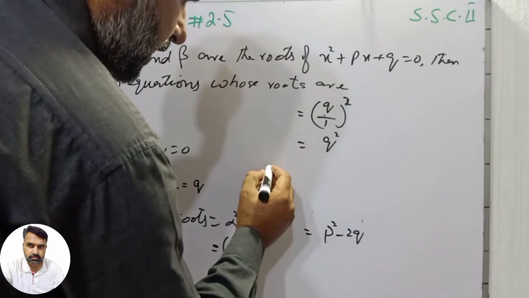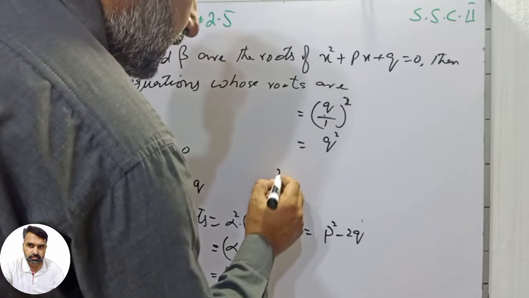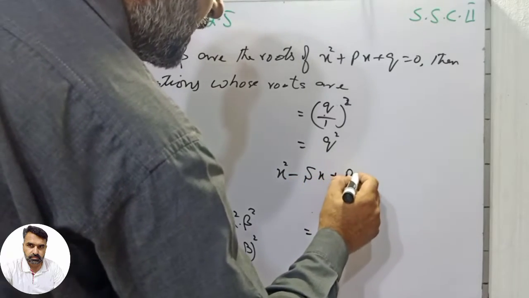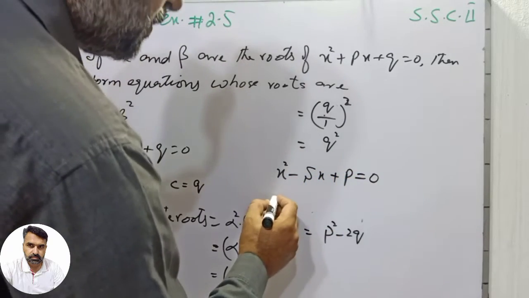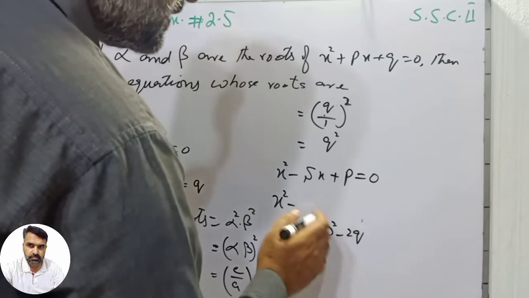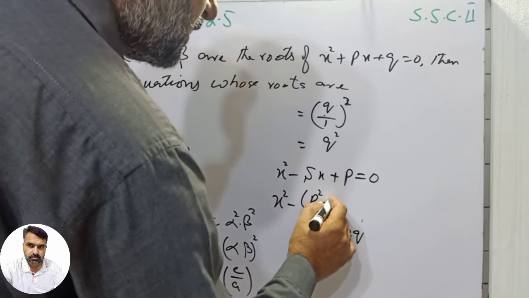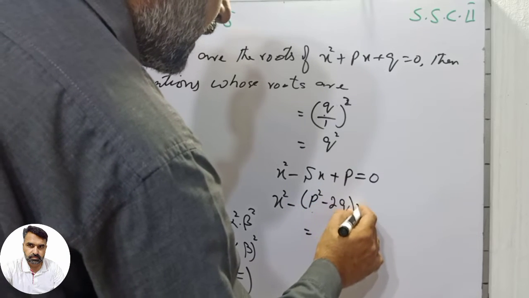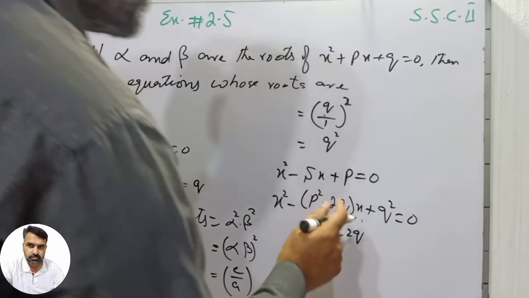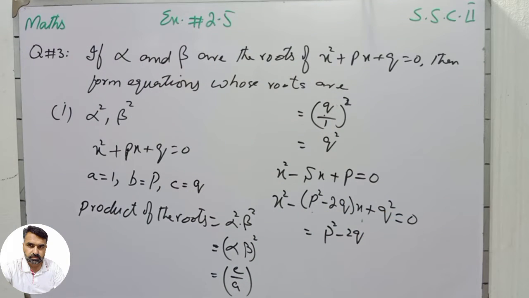Now the equation is always, students, x square minus sum of x plus product is equal to 0. So x square minus the sum, p square minus 2q, into x plus the product, q square, is equal to 0, and that is our equation of question number 3's first part.